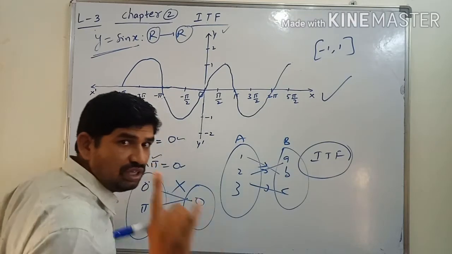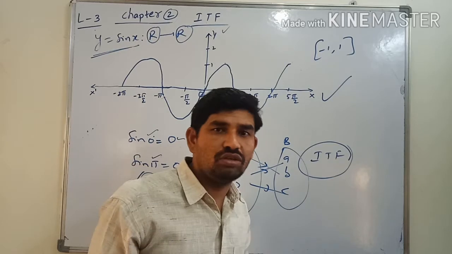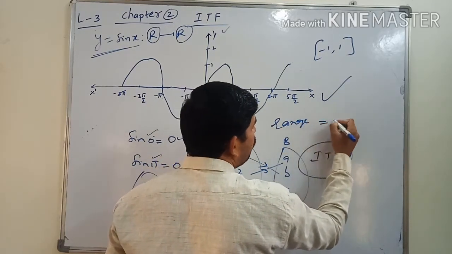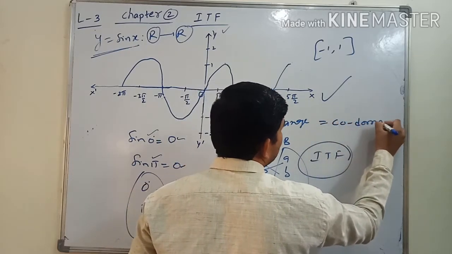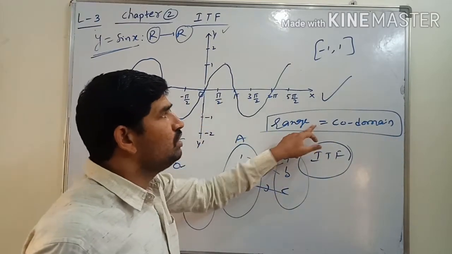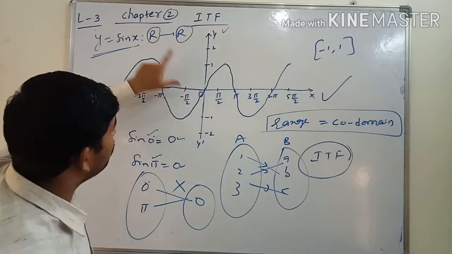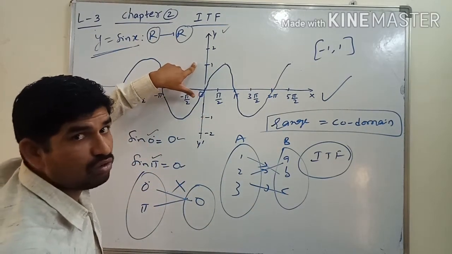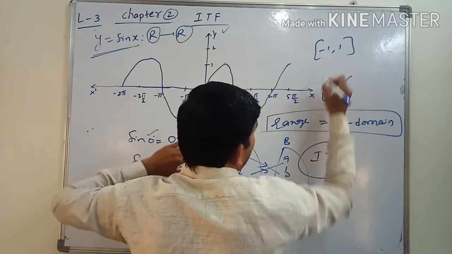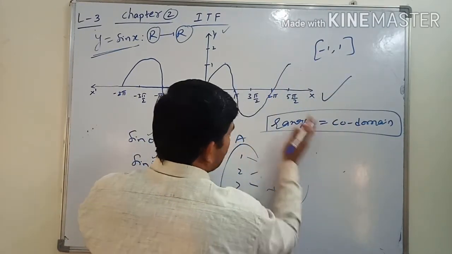We know one thing here. What is the definition of an onto function? I covered it in yesterday's class too: range is equal to codomain. If you don't know this concept, please watch the second video about ITF. If range is equal to codomain, then we can say the function is onto. The range of the sine function is between -1 and 1, and the codomain is R. So I am going to write this as the range.